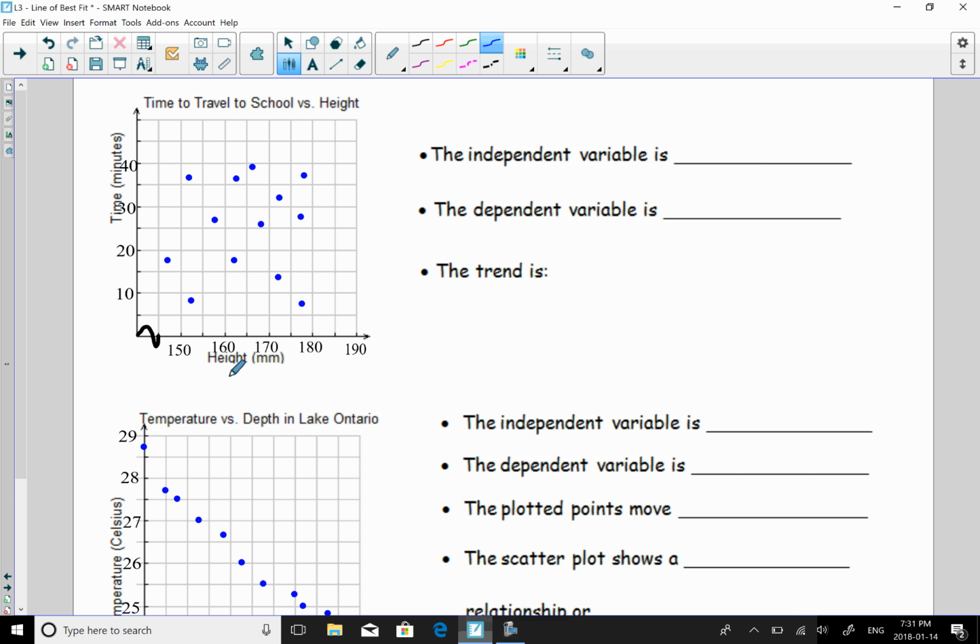The independent variable is always on our horizontal axis, and our dependent variable is always on our vertical axis. So the trend is, there's no trend, no correlation. There's no way that I can describe it as going up or down.